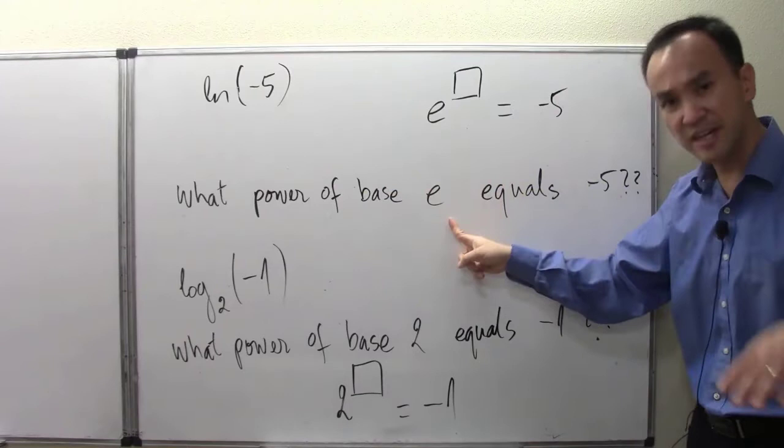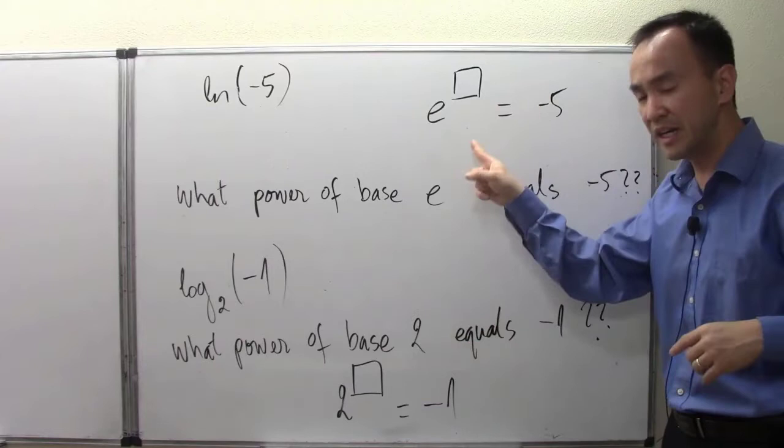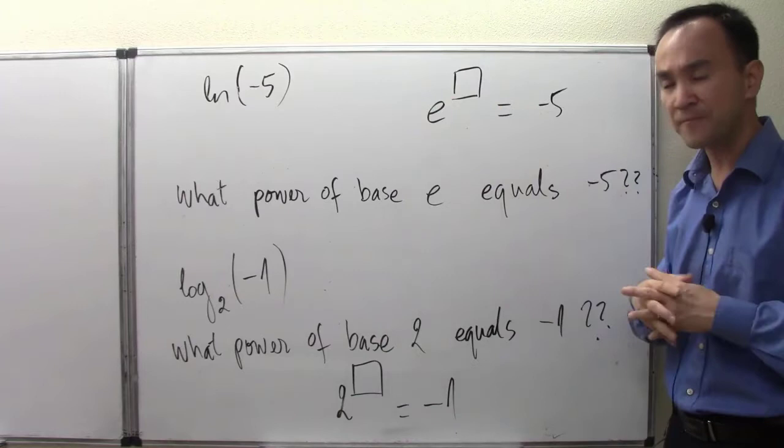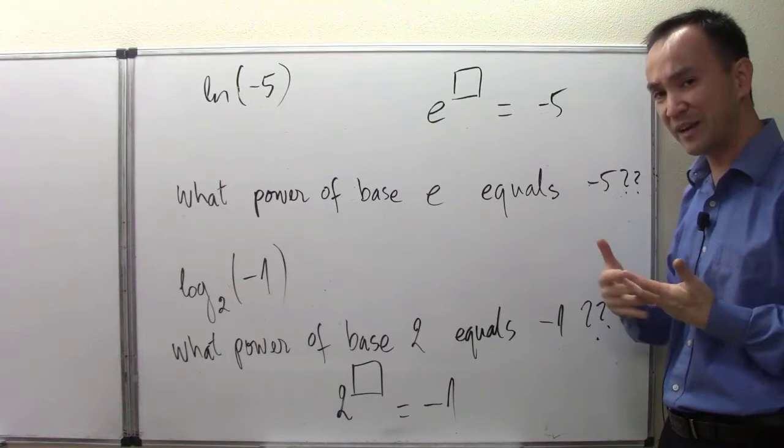The base is already a number that matches all the requirements, being a positive base and being a number other than 1. But we won't be able to find any power that makes this overall power become a negative number. Later on, when we get more advanced, I should be able to come back and explain.